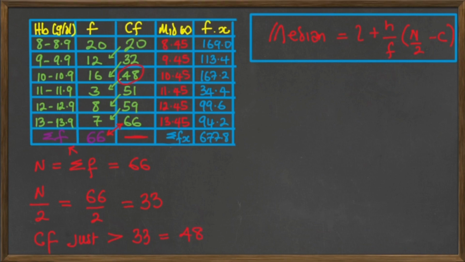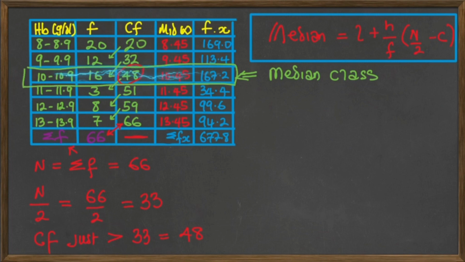So our point of call is this entire line, right? This entire row is the one that we will be focusing on. Okay, and the class there is known as our median class, and that class is 10 to 10.9. That means our median value will fall between 10 and 10.9. So our median class is this particular class. So everything we're going to be doing is going to be related to this particular band here, this row.